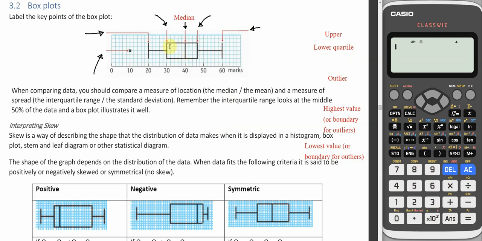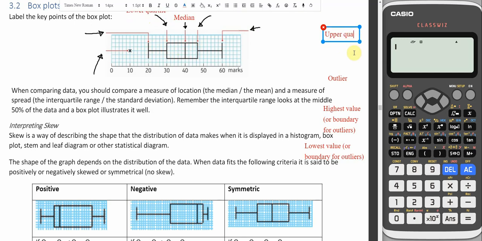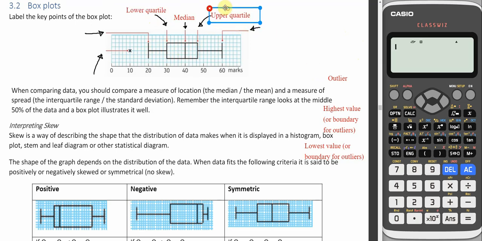Well, not right in the middle, I mean inside the box. It could be, and often is, closer to one of the two sides. That's the median. Either side of that we have the lower quartile and the upper quartile. So the line inside the box is the median, and then the edges of the box are the lower quartile and upper quartile.